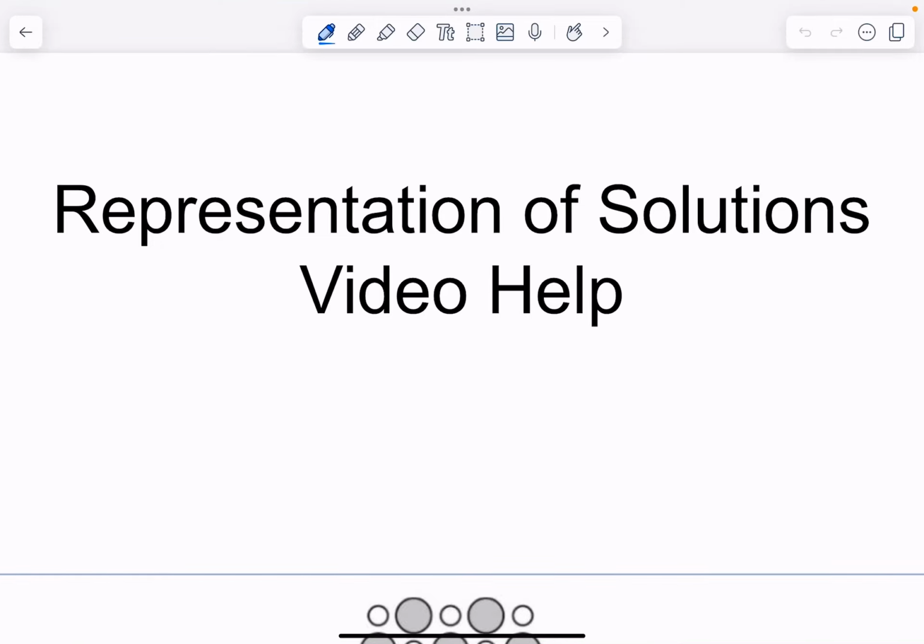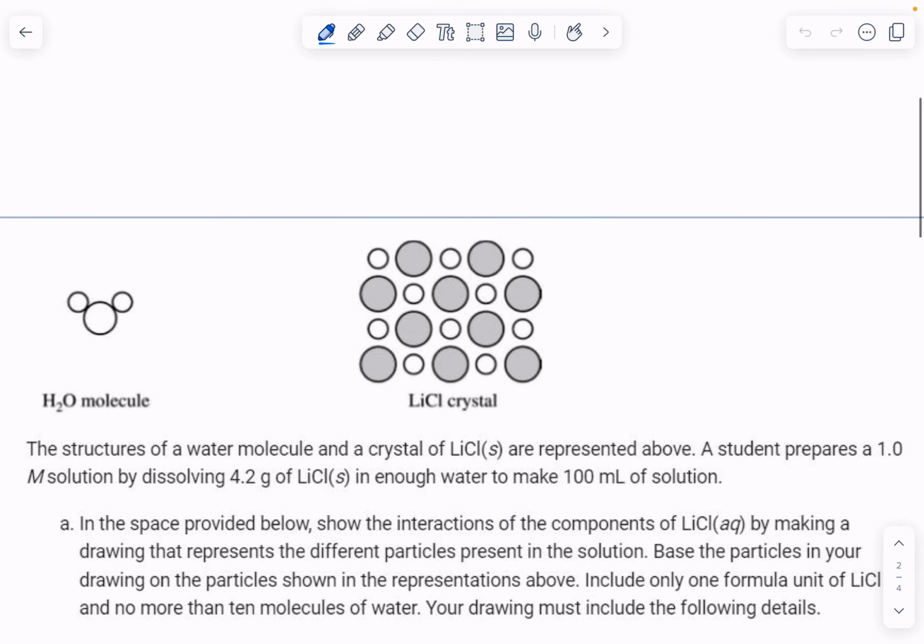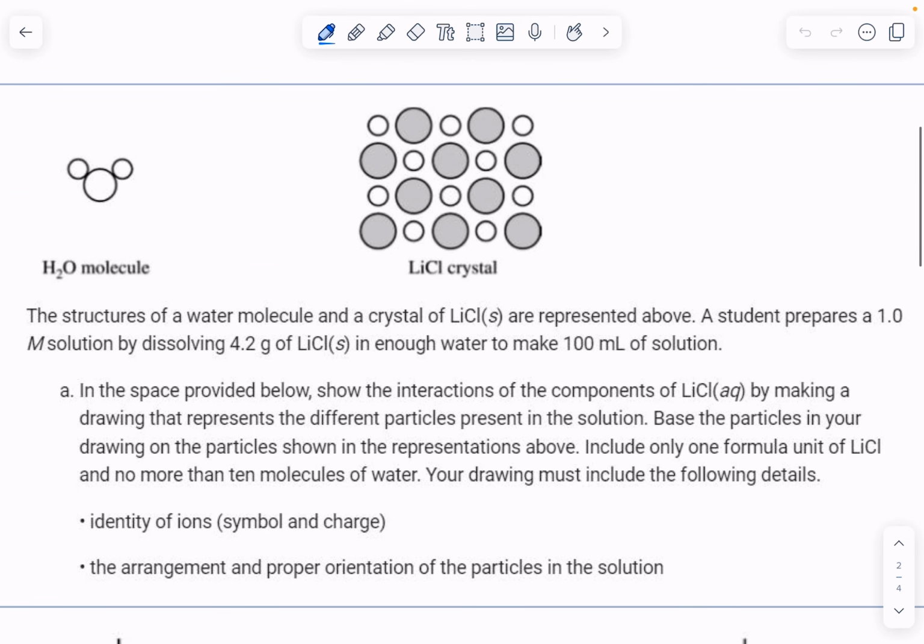All right, guys, in this video, we're going to be looking at some representations of solutions. This is a free response question. So we've got two molecules being shown. We've got a water molecule and a lithium chloride crystal structure, and they're represented above.